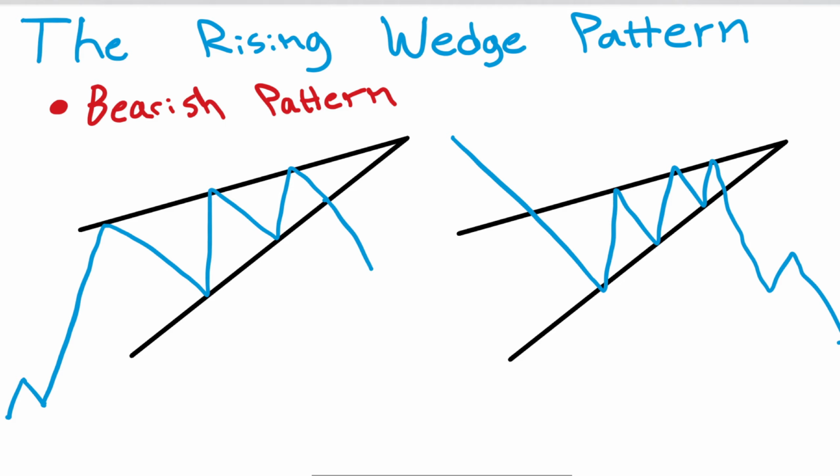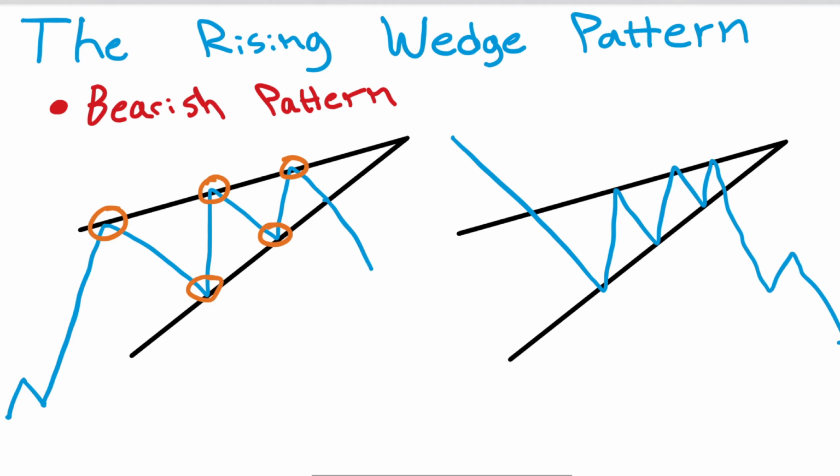And the main principle of this pattern is that we are creating consecutive higher highs. So we have one high, higher high, higher high, but at the same time you can see we're printing higher lows. So it's very common to look at this one in the beginning and think that this is actually a bullish pattern because it slopes upward.